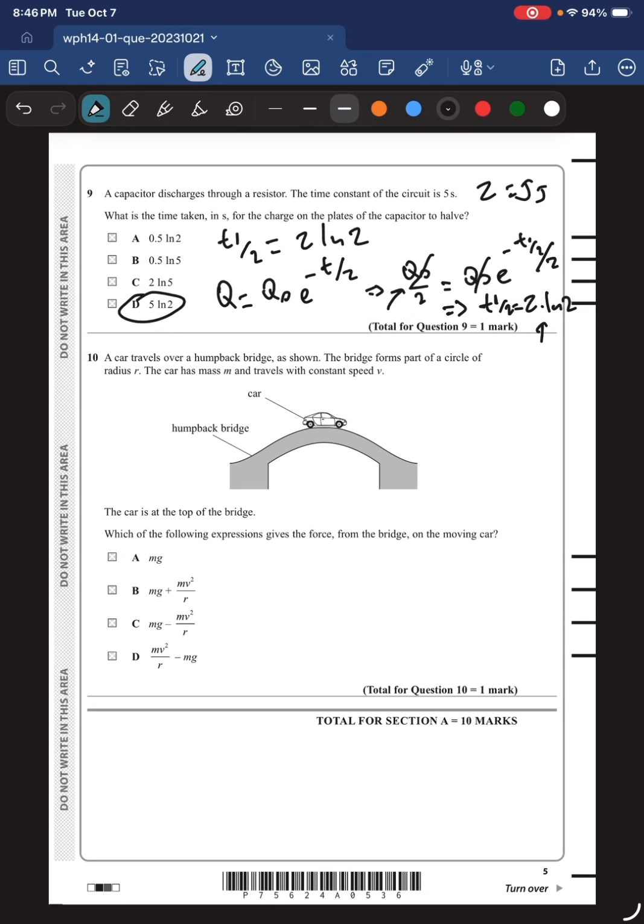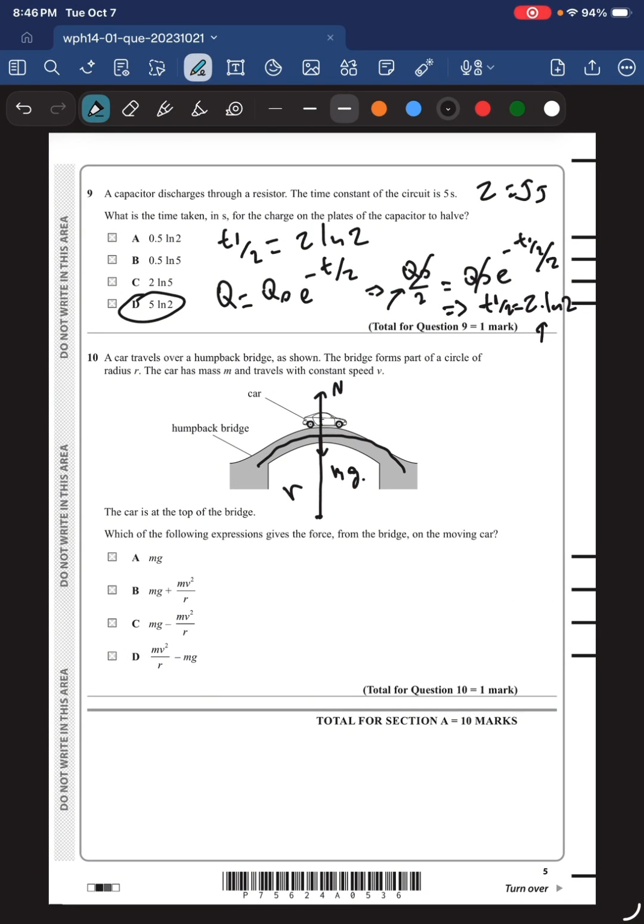Which of the following expressions gives the force from the bridge on the moving car? Okay, so this undergoes a circular motion. This is the circular motion and this is the radius r. How many forces are acting on this car at the top? The normal force from the ground and its weight, correct? And we need to find the force from the bridge. So we need to find N.